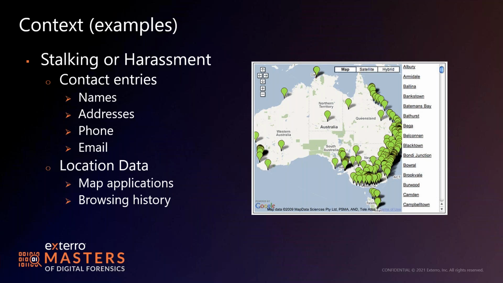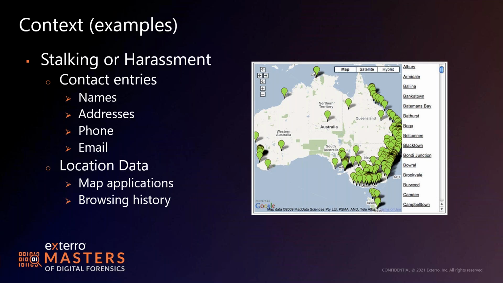You may also get this kind of information from call detail records if you've got the probable cause to build that up. So there's an option there. I did highlight also browsing history because people tend to look up addresses, they tend to look up locations, especially if they're stalking or scouting someplace out. All right.